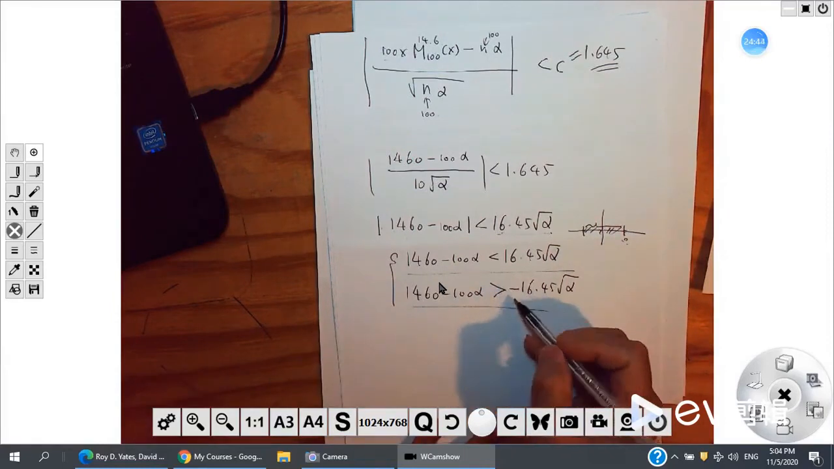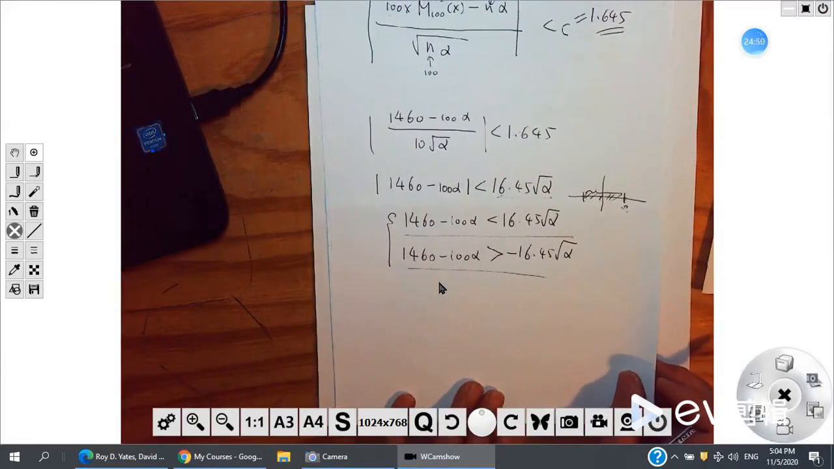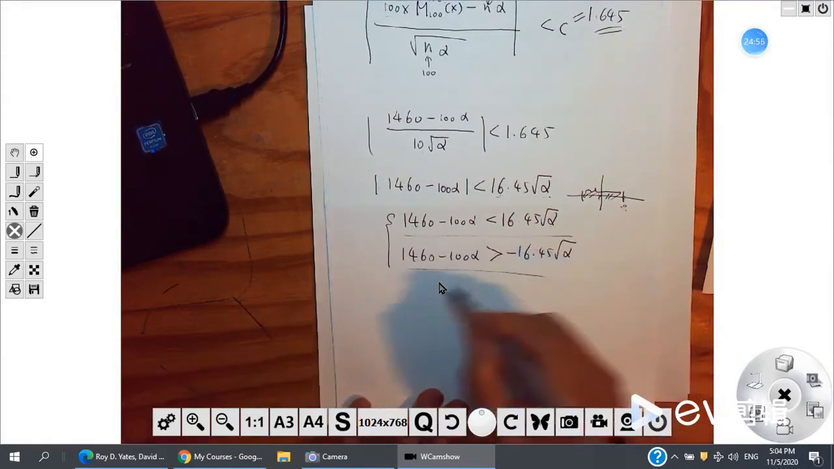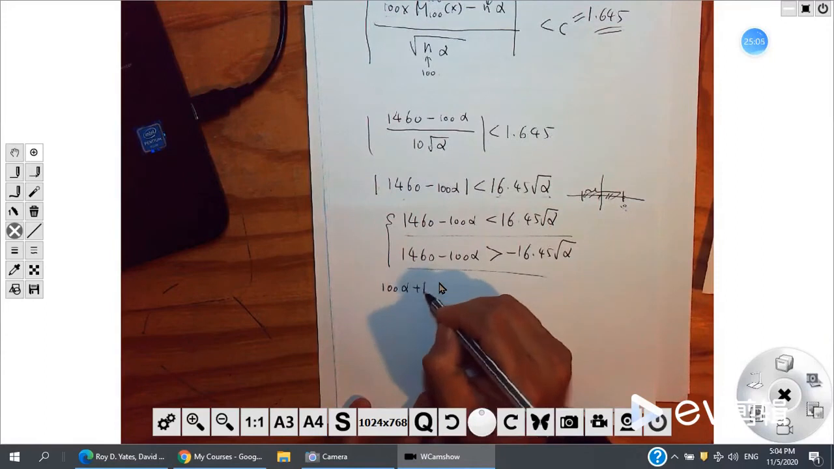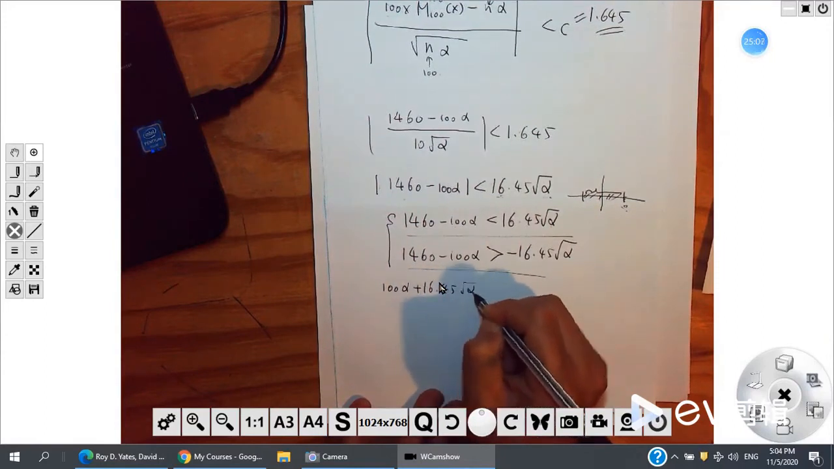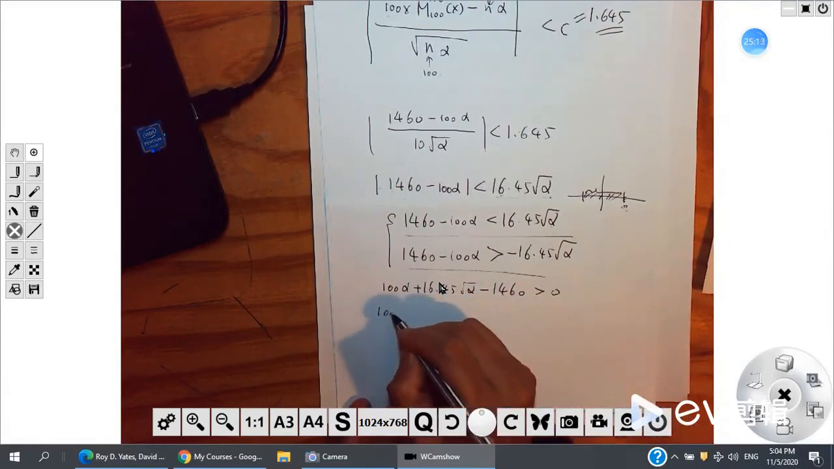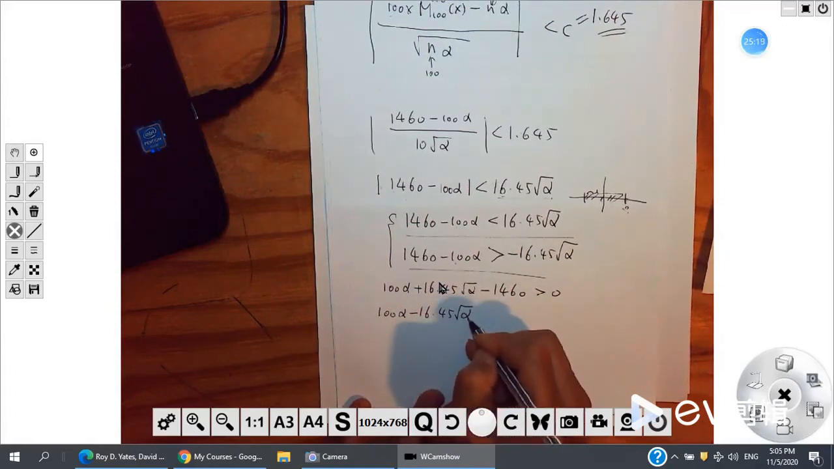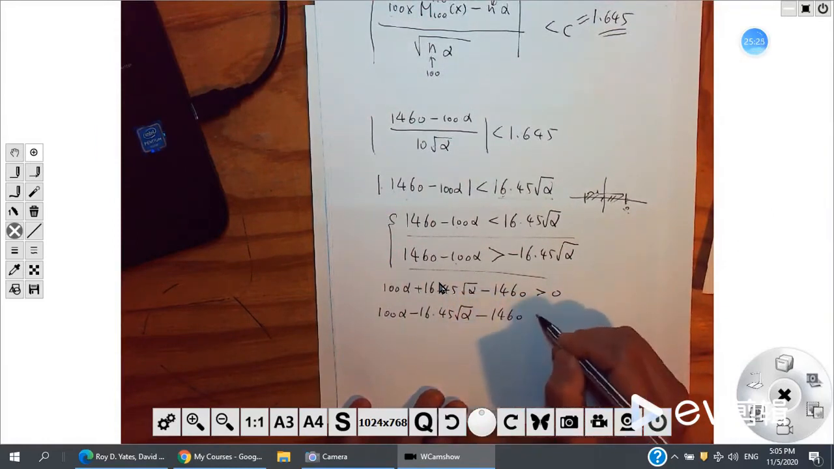Then can we solve for alpha? But it is second order. Alpha is second order. This one is a little bit complex. Let me see. I move 100 to that side. I have 100 alpha plus 16.45 square root of alpha minus 1460 should be positive, and 100 alpha minus 16.45 square root of alpha minus 1460 should be less than 0.